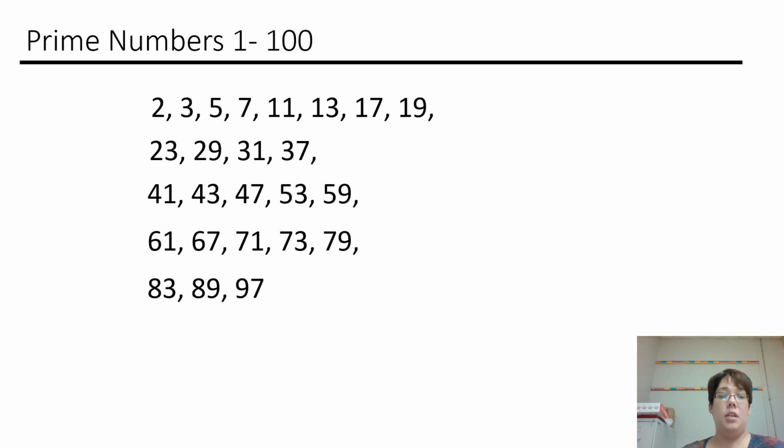So these are all the numbers, and I tried to group them into groups of 20. So this first row is the prime numbers from 2 to 20. This is 20 to 40, 40 to 60, 60 to 80, and 80 to 100. So that way you can just have an easy reference to go by. We will be referring to these numbers quite a bit for the rest of this lesson.